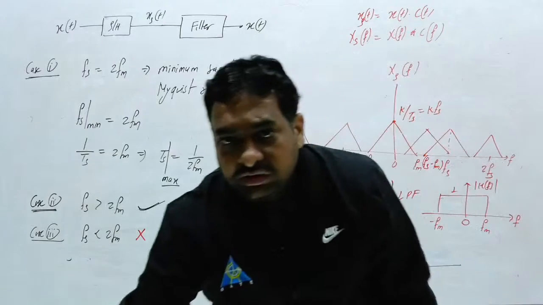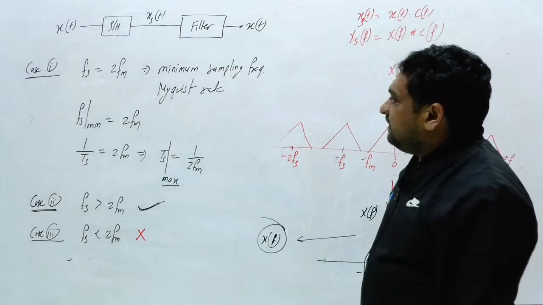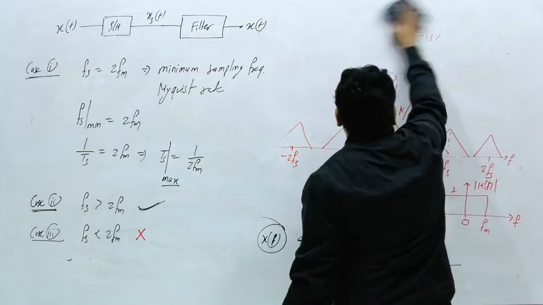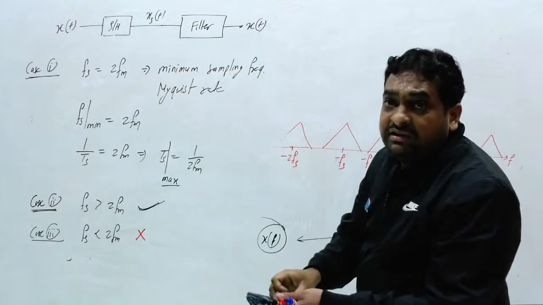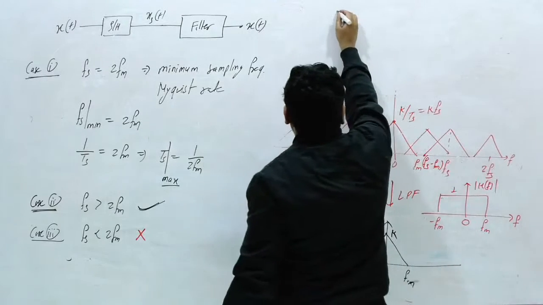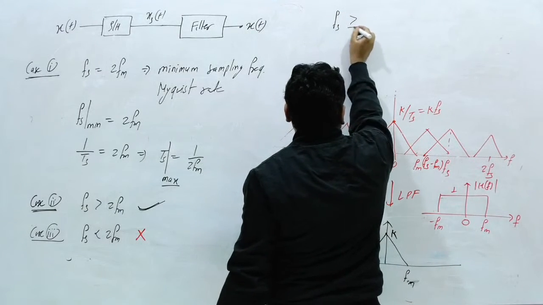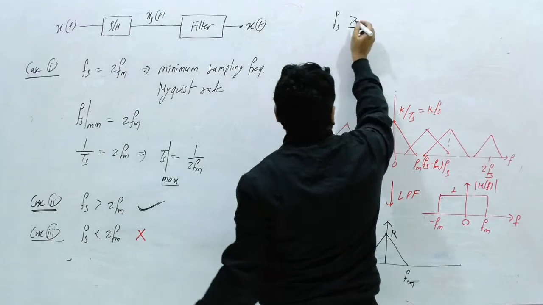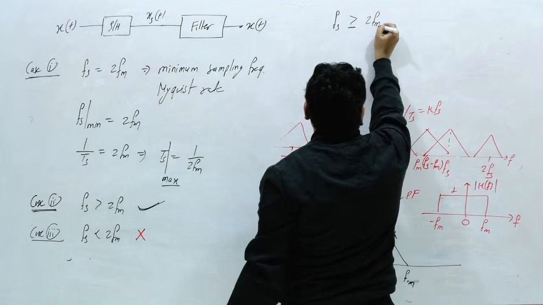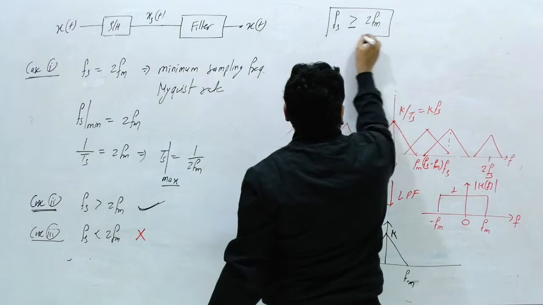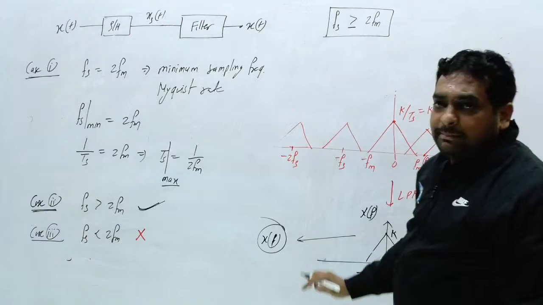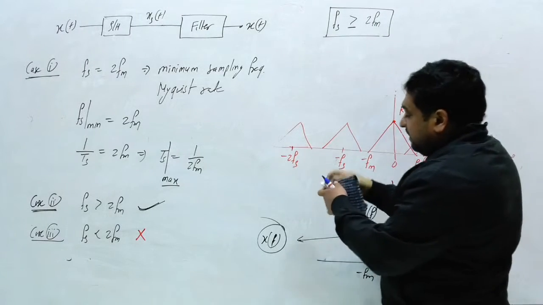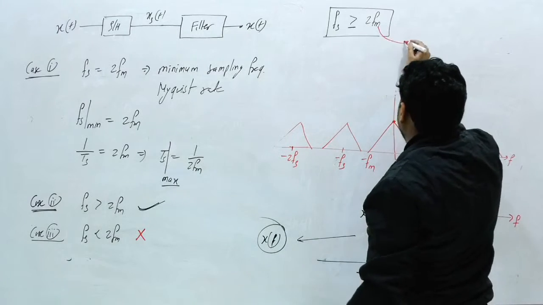If I ask you what the actual sampling frequency should be for any sample and hold circuit, we can say fs should always be greater than or equal to twice of fm. Greater is okay and equal is okay. Then what will be the minimum sampling frequency? Twice of fm. What is the fm here? This is a very important thing.